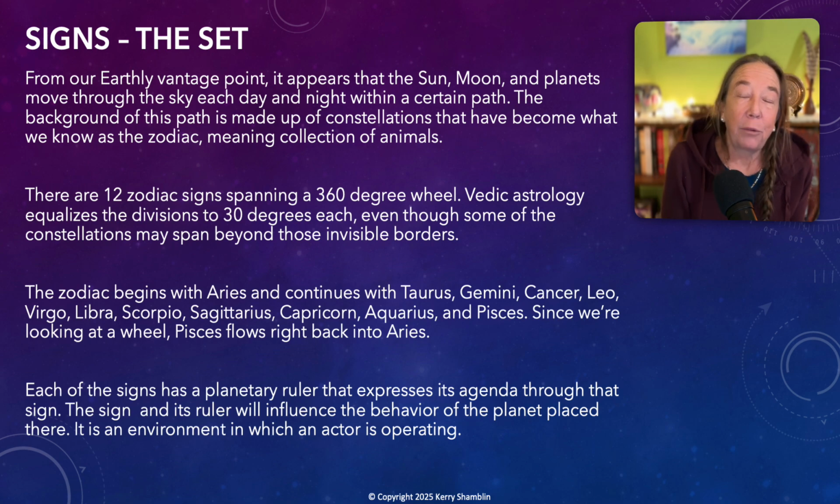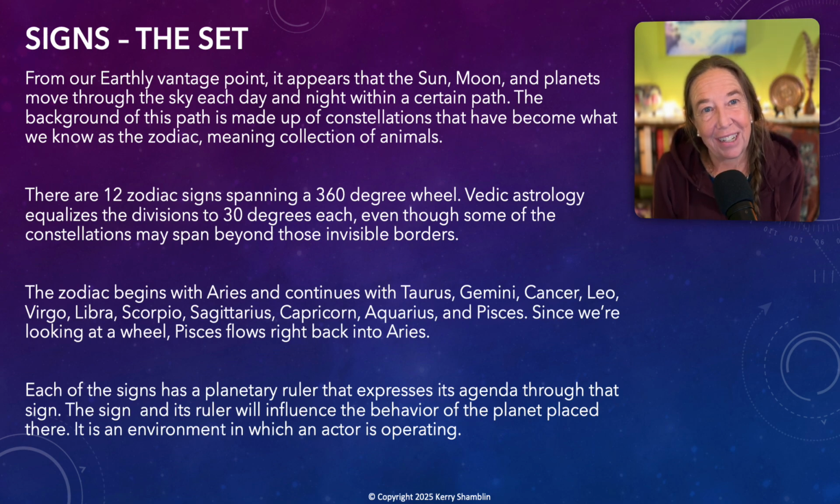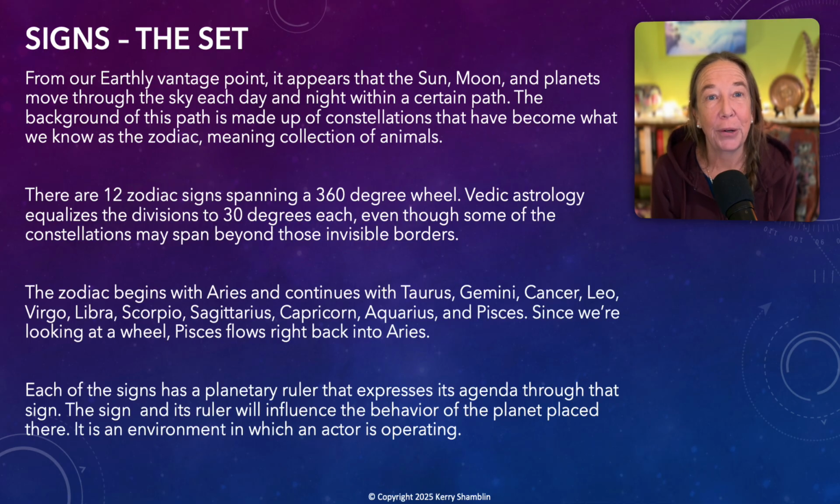And then there's a beginning and end of the zodiac. And the zodiac actually begins with Aries, the sign of Aries, and it goes around in order. I'll read them off. We have Aries, then we have Taurus, Gemini, Cancer, Leo, Virgo, Libra, Scorpio, Sagittarius, Capricorn, Aquarius, and Pisces. And then we get back to Aries.